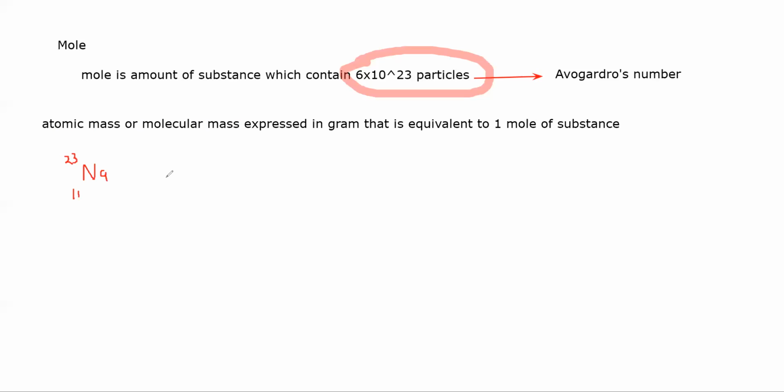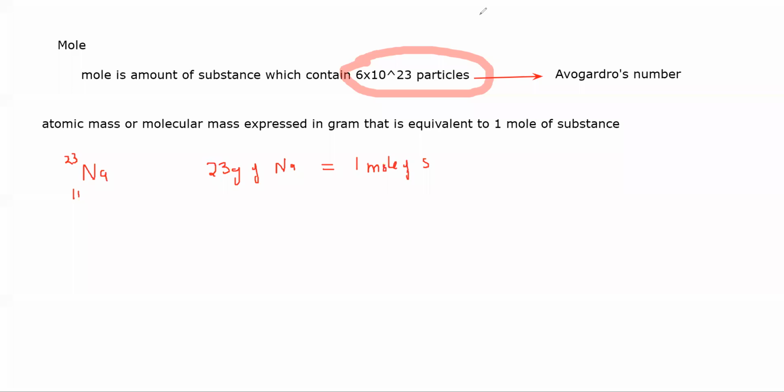What is the atomic mass of sodium here? Sodium symbol is Na with 11 and 23. So atomic mass is 23. So according to the calculation made by Avogadro, if we have 23 grams of sodium, we have the atomic mass of the same substance but in grams. So if you have atomic mass in gram, like 23 gram of sodium, it means we have 1 mole of sodium.